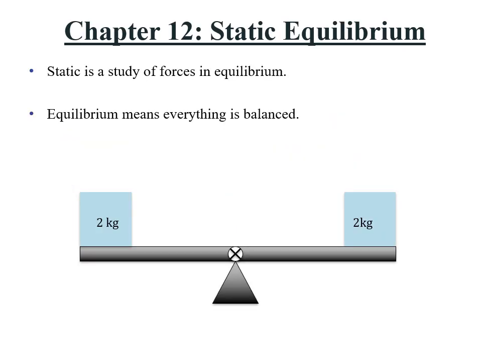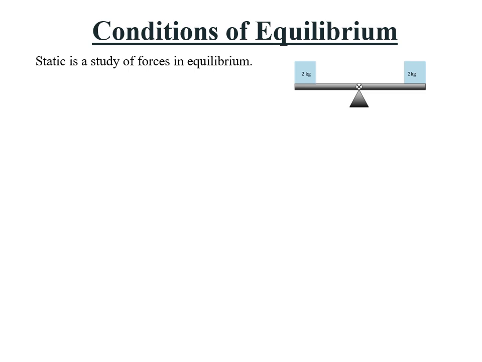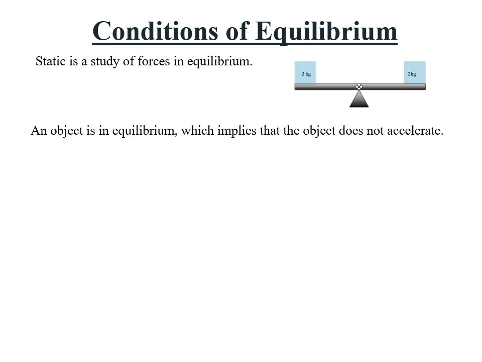Statics is the study of forces in equilibrium. Equilibrium just means that everything is in balance. Static equilibrium means that objects are stationary. The word static translates to stationary. Now, when an object is in equilibrium, that implies the object does not accelerate. If the object is in static equilibrium, there will be no acceleration. So there shouldn't be any linear acceleration, and there shouldn't be any angular acceleration if the object is in equilibrium.